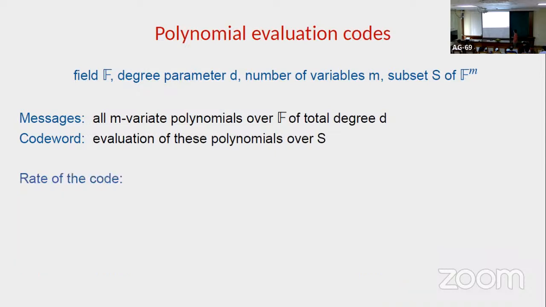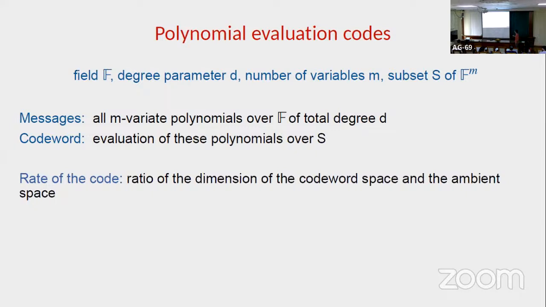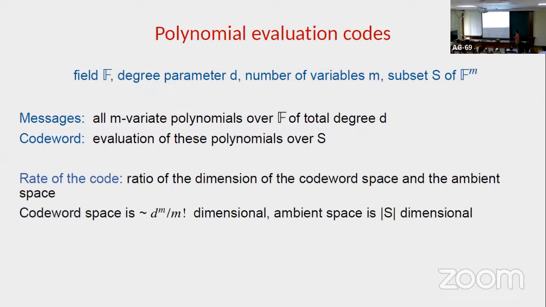The other property of these codes that we are going to be talking about is the rate of the code. The definition is that it's the ratio of the dimension of the code word space, which we know is d plus m choose m, and the dimension of the ambient space. The ambient space has dimension size of S. So the code word space is roughly d to the m over m factorial dimensional, and the ambient space is size of S dimensional. So the rate of the code is d to the m over m factorial times size of S.